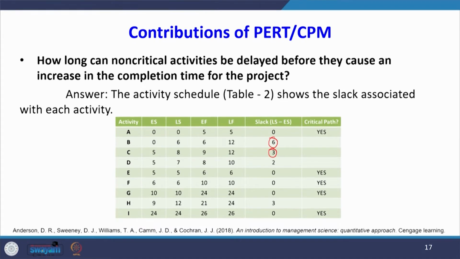You should be very careful. At a time you can delay only one activity. You cannot simultaneously delay activity B and C. The meaning of slack is that by keeping all other activities' durations and schedules the same, you can delay only activity B. What is the meaning of that? The other activities are not delayed, only one activity is delayed at a time, that is the meaning.